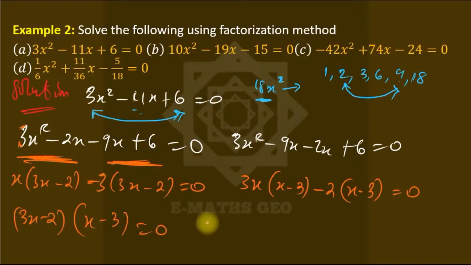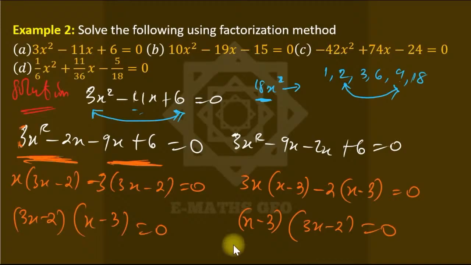So let's do the same thing here. What is common is x minus 3. So what is left will be 3x minus 2, which is still correct because multiplication is commutative. This times this is the same as this times this, so they will give the same result. Like 2 times 3 is the same as 3 times 2.